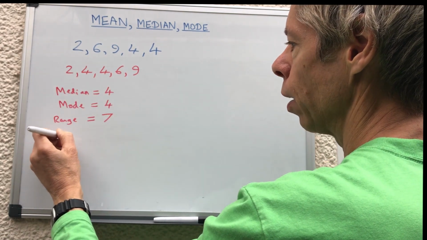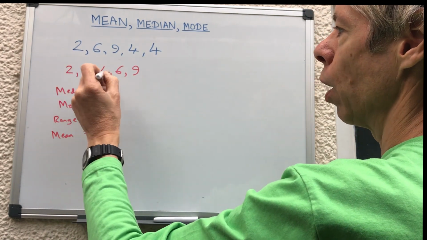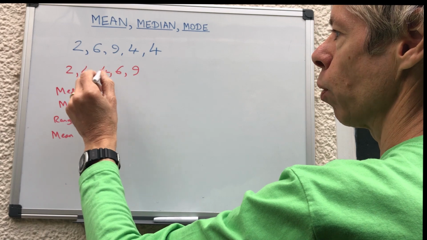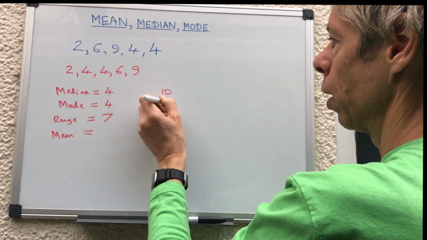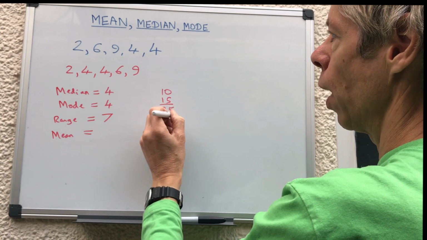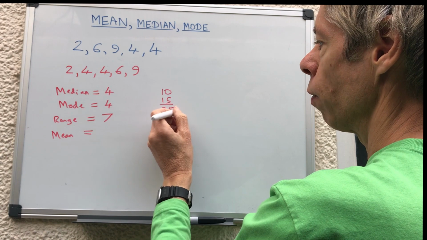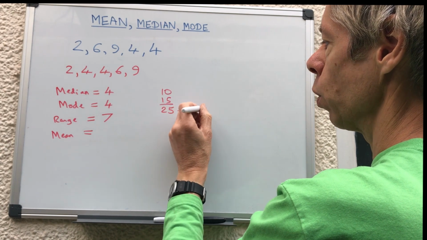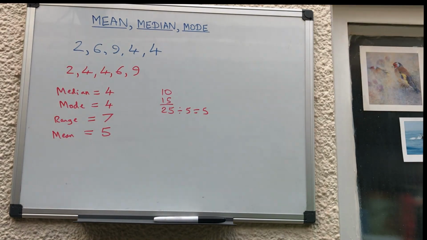Right, to get the mean, what we need to do is add them all up. So I would go 4 plus 4 is 8, plus 2 is 10. And then that makes 16, 6 plus 9 makes 15, so total of 25. There's 5 numbers, so 25 divided by 5 equals 5. So the mean is 5. Well done if you got all those right.